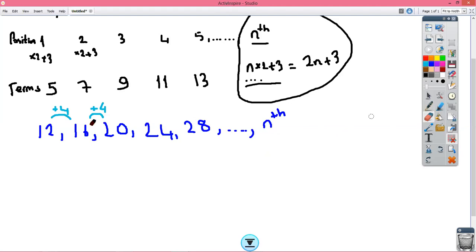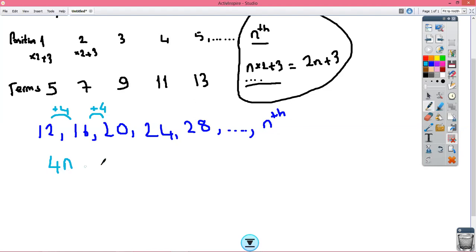Now here, if there is a plus 4 every time, it means I can say it is multiplied by 4. There must be 4 multiplied by n. Because this is 3 multiplied by 4, this is 4 multiplied by 4, this is 5 multiplied by 4, this is 6 multiplied by 4, 7 multiplied by 4. Now here 4n. But even 4n is not enough, there is something missing. If I put 1 instead of n, it will be 4, but the first term must be 12. It will be just 4.